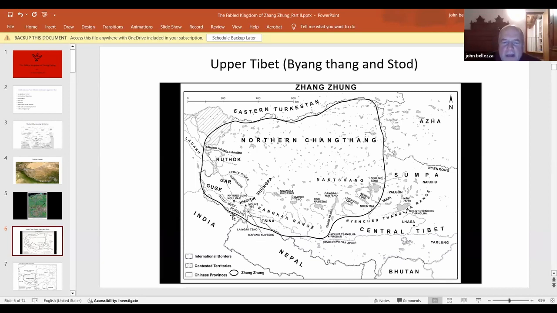This is a map based on my research, outlining what might be considered Zhang Zhung, according to the monuments and rock art of this region. This was an integral culture in the pre-Buddhist period before the 7th century. It came to be known as Zhang Zhung in the 6th and 7th centuries. We'll talk about that towards the end of the talk.